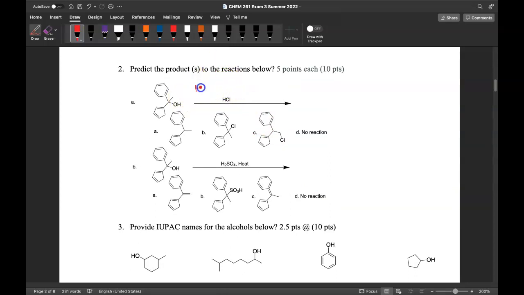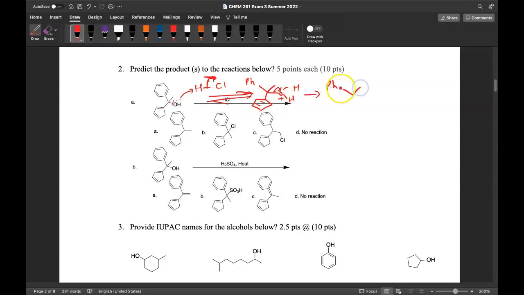HCl with alcohols, usually SN1. That's a tertiary alcohol. SN1 goes through formation of a carbocation intermediate. OH is not a good leaving group, so the first step is protonation. Pick up the hydrogen from HCl. You want this leaving as water, not as OH. OH would leave to give you a strong base. So after protonation, in the mechanism, the water falls off.